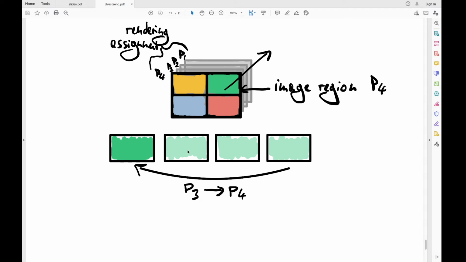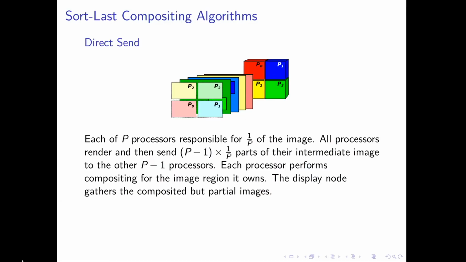This can obviously happen in parallel to some degree, and this is what we will call direct send. So this will be what we will call the direct send algorithm. And here's the same setup again, where you can see that we have a different assignment of geometry to processors and of image regions to processors. Each processor handles its own share of the geometry, will produce its own intermediate image, and then will send parts of the intermediate image to the processor that is responsible for compositing this part of the image.